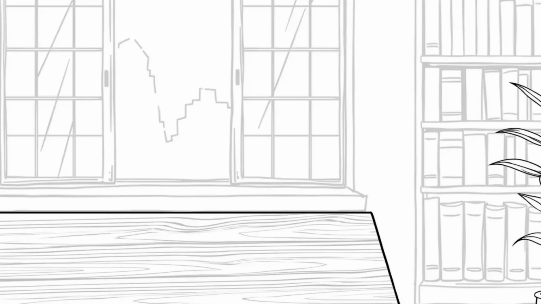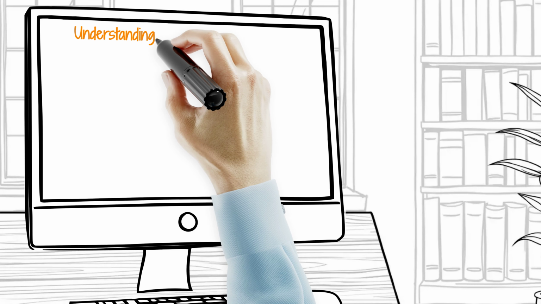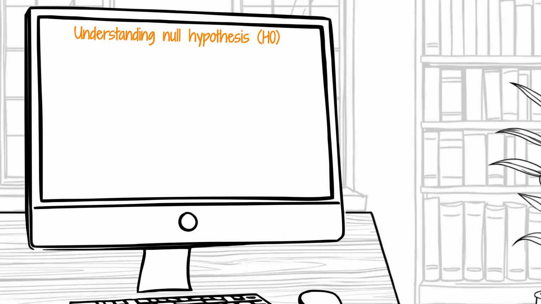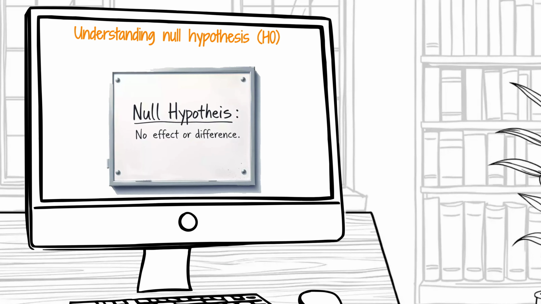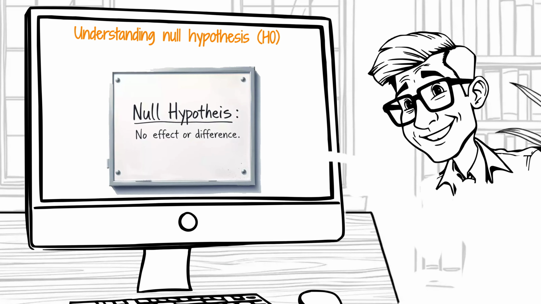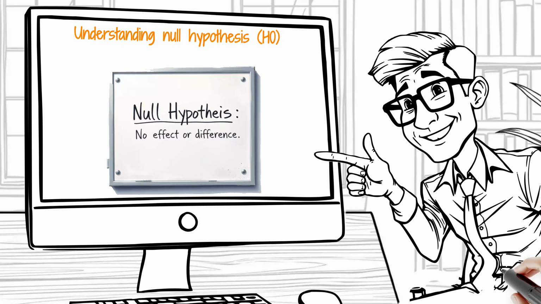Firstly, let's break down what hypotheses are. In hypothesis testing, we have two types, the null hypothesis and the alternative hypothesis. The null hypothesis, often denoted as H0, suggests that there is no effect or difference. It's the statement we're testing against.